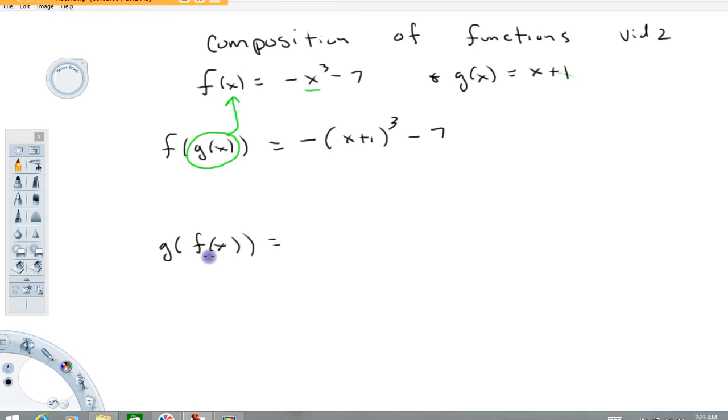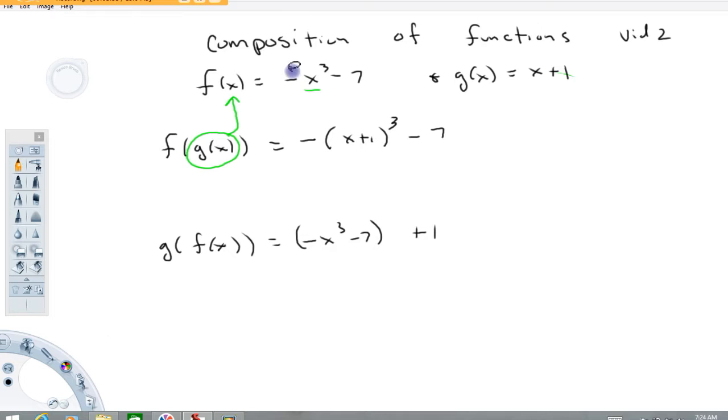Now we're going to look at g of f of x. What this means is we're going to take f of x and it's going to go into g in the place of x. So on the right hand side, that's going to go right there. Here's what that looks like. We're taking this, subbing it in here, so that's going to read minus x cubed minus 7. I'm going to put parentheses here, that's for that x plus 1. And that's done.